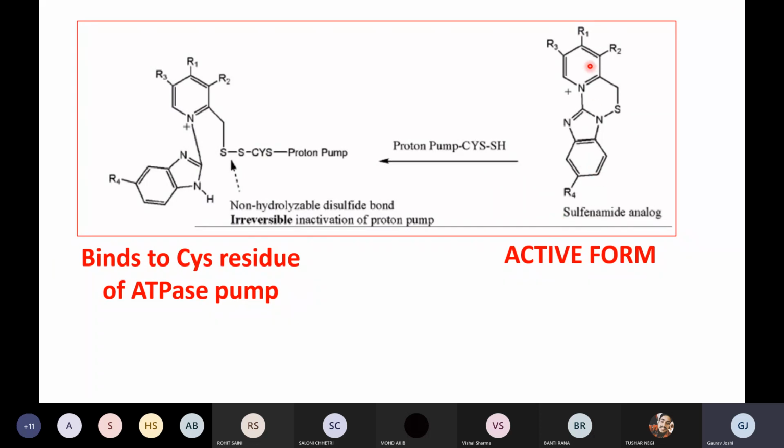So this is the tetracyclic molecule, right? And this molecule is actually binding to the proton pump. This sulfur moiety is actually binding to the sulfur of the cysteine, so a sulfur bond is forming there. This is the disulfide bond. One sulfur is from the drug and one sulfur is from the cysteine, right? So basically this active form is binding to the cysteine residue of the ATPase pump, and this is how the molecule is inhibiting the proton pump. So this is the common mechanism.